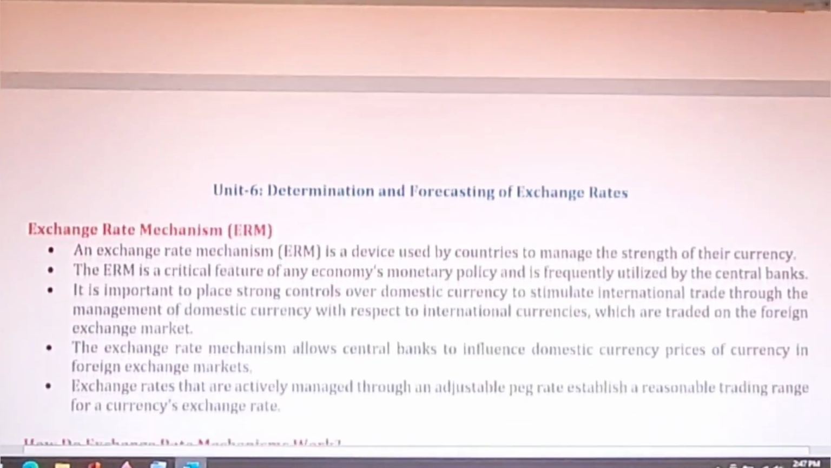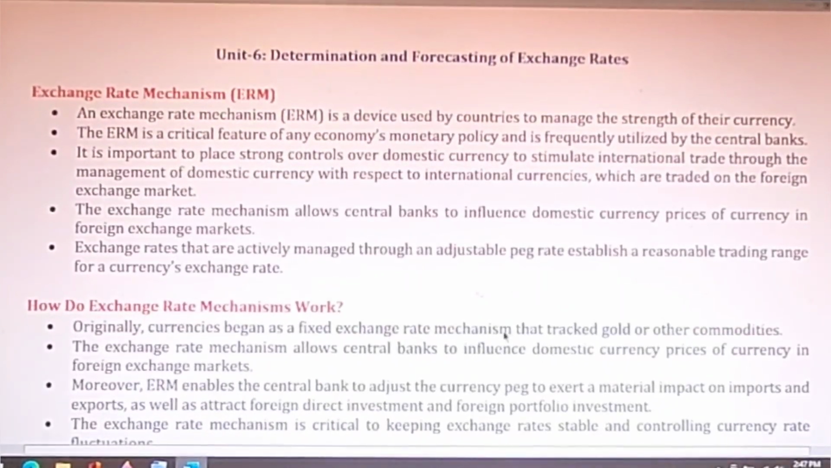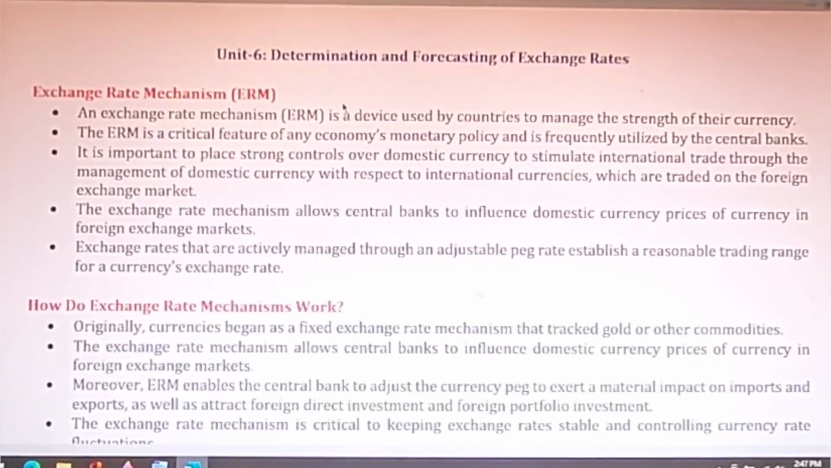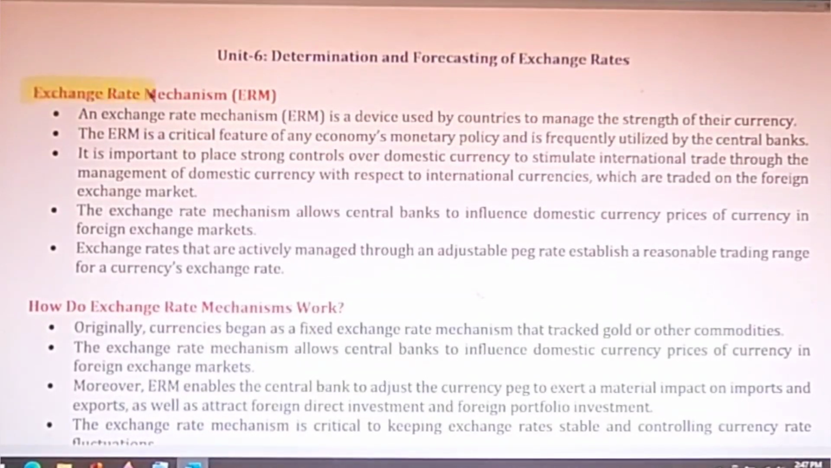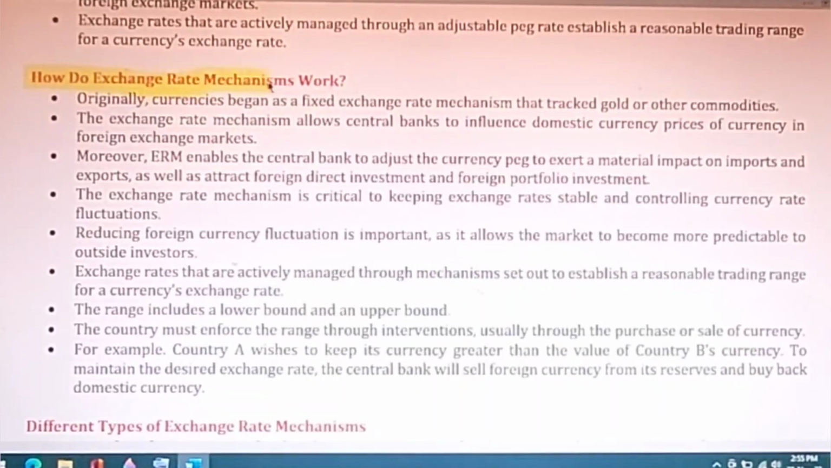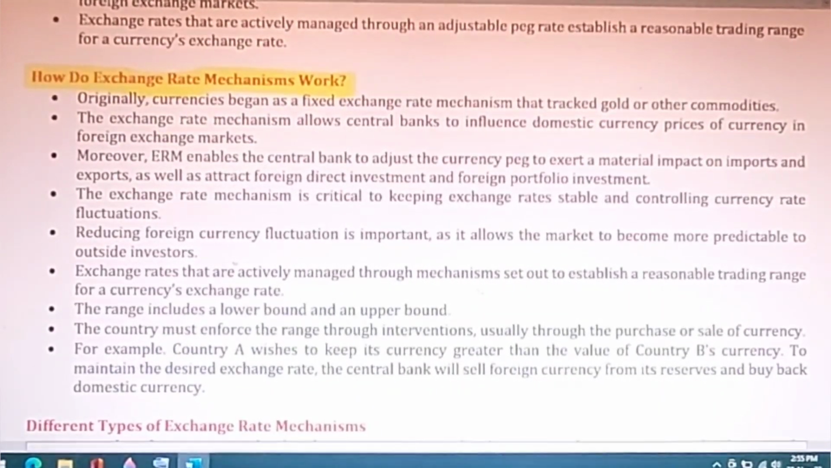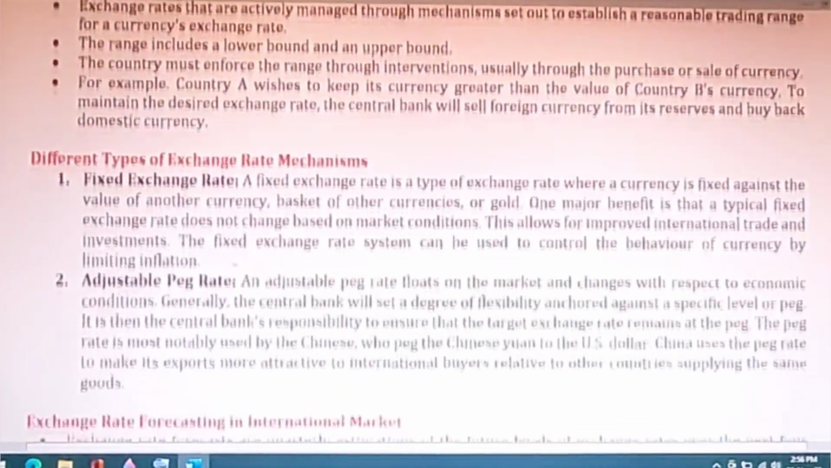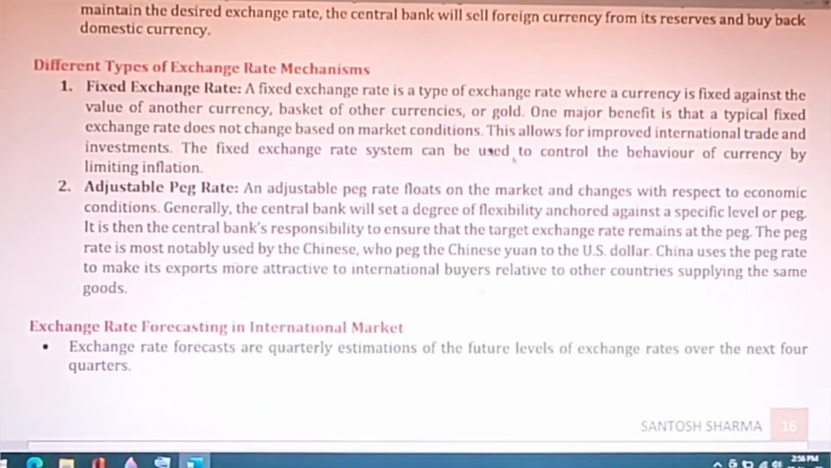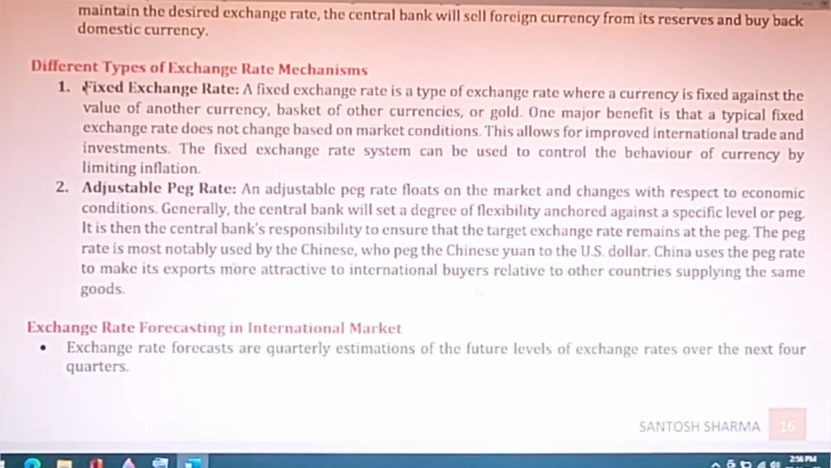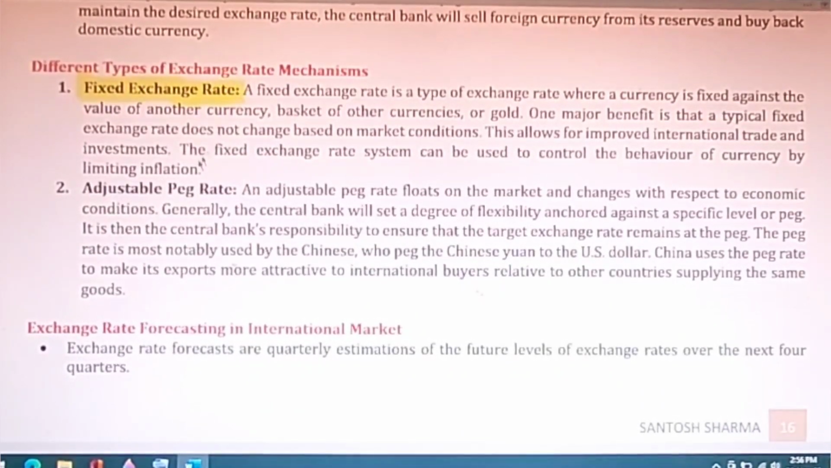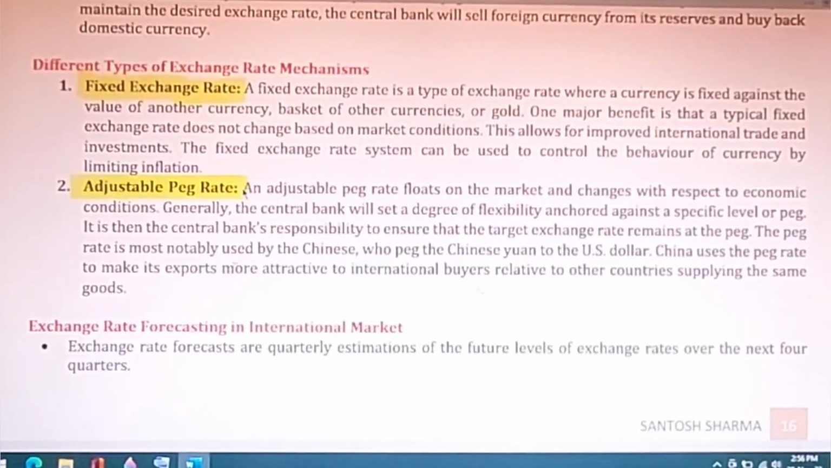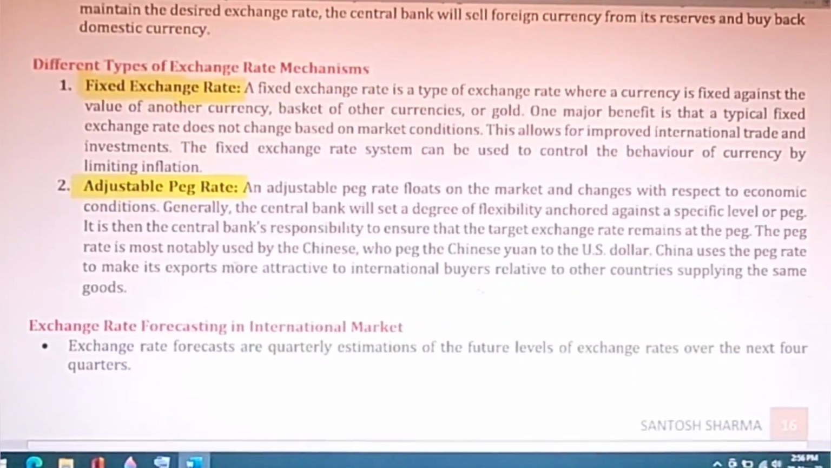The next unit is unit 6, determination and forecasting of exchange rates. Now, the first topic that I have selected from this unit is exchange rate mechanism. This mechanism, how it works. So, this is one of the very important questions: how exchange rates are determined, their mechanism, how it works. And basically these two types of mechanisms are used all over the world. The first one is fixed exchange rate, and the second one is adjustable peg rate. The second method is mostly used by the companies all over the world.